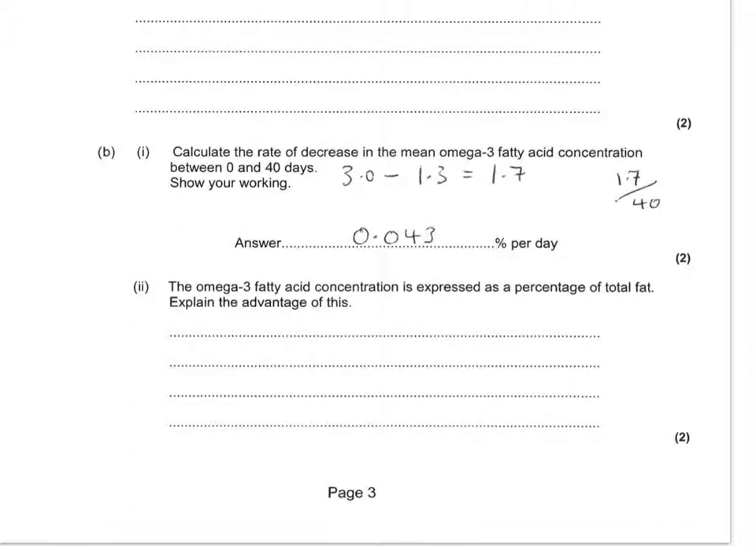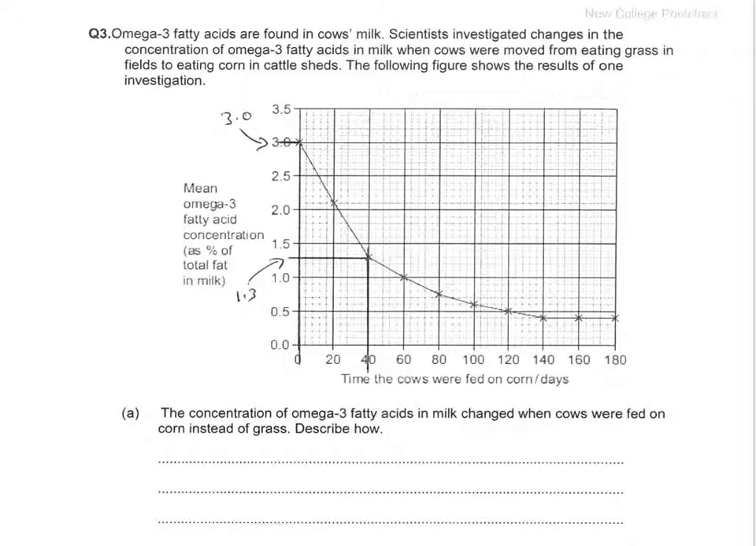Part 2 here, an extremely common question. So why is it expressed as a percentage of total fat? If you ever get a question like this, it's so you can compare the results. It allows comparison. For the second mark, always look at what your dependent variable is. We're measuring percentage of total fat in the milk. That would mean there's variation from cow to cow in the proportion of omega-3 compared to other fats in the milk. So you have to make it a percentage to allow comparison.